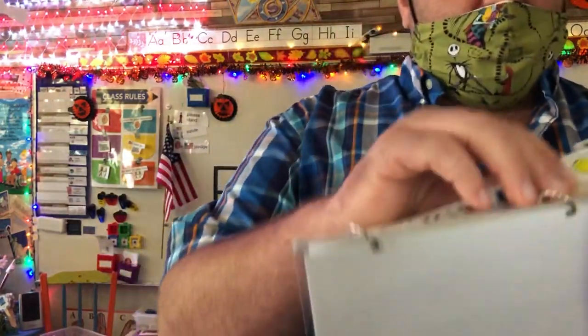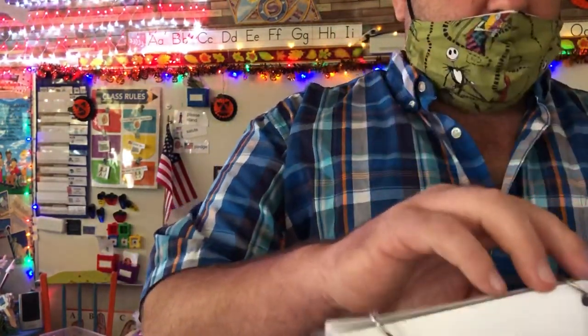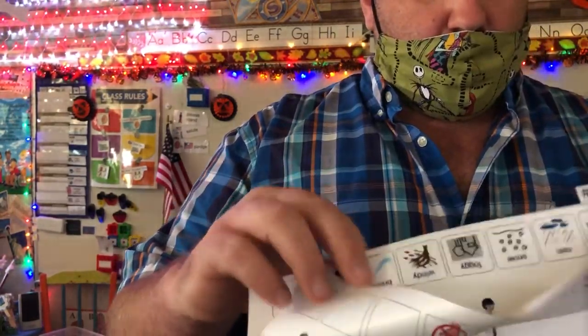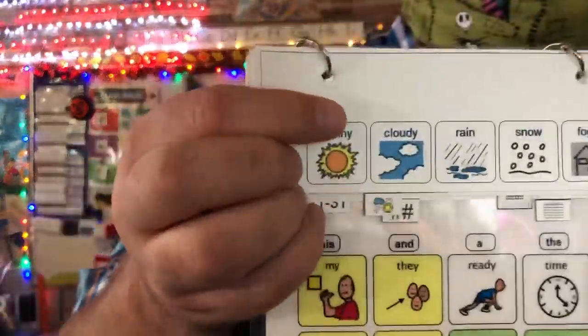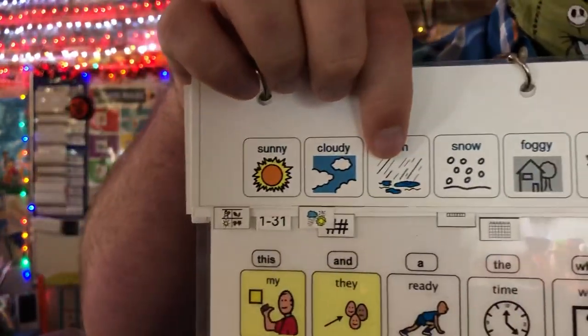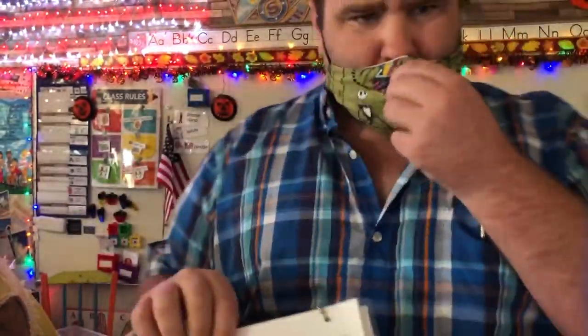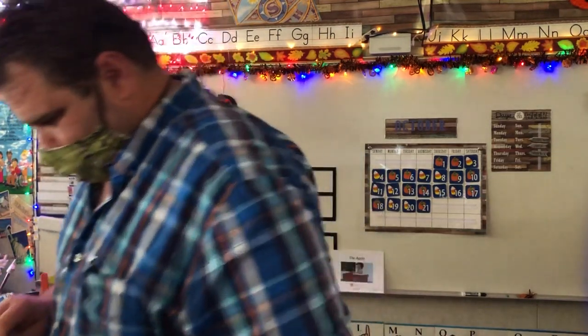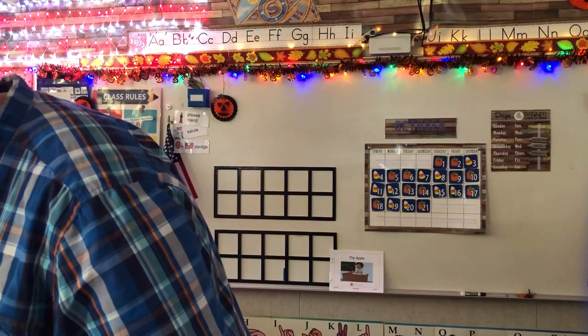The rest of us in here, if you're at home, go look out your window and tell me, what does it look like outside? Is it sunny, cloudy, rainy, snowy, foggy? What does it look like? Naomi says it's sunny. Achilles says sunny. Okay, come back and show me. What does Max think? Can you tell me what it looks like outside? Sunny, cloudy, rainy, foggy.